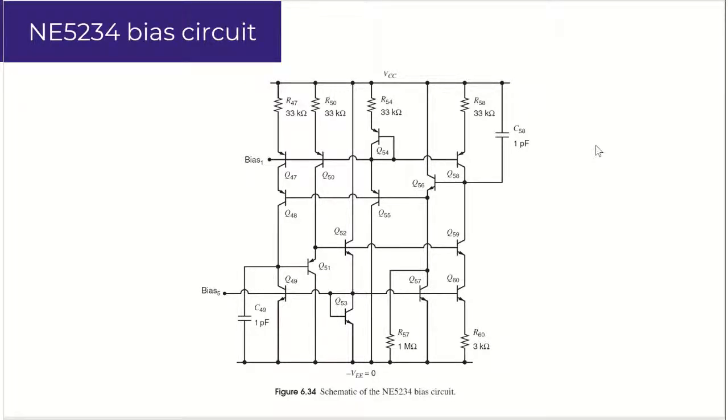This is the bias circuit of the NE5234. As you see, transistors 5556 and 4951 act as a complementary emitter follower, which is utilized instead of a single transistor to reduce the supply voltage.